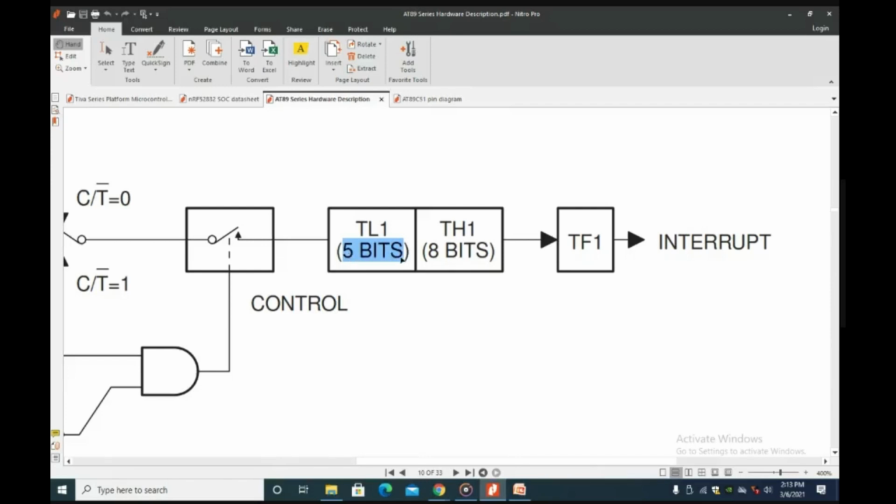So after 32 pulses, TL1 will overflow. This 5-bit value, 11111, will become 00000. This overflow will increment TH1. So when TH1 is 1, that justifies it is a count of 32. Then again after 32 counts, TL1 will overflow and TH1 will increment to 2. When TH1 is 2, we can say 64 pulses have come. So it is a divide-by-32 counter, something like that. It is a prescaler of 5 bits. So, scaling, right?